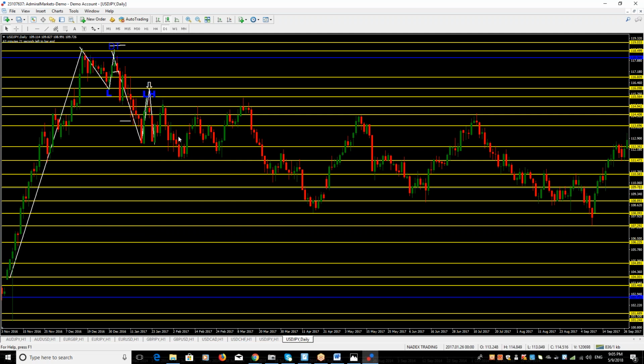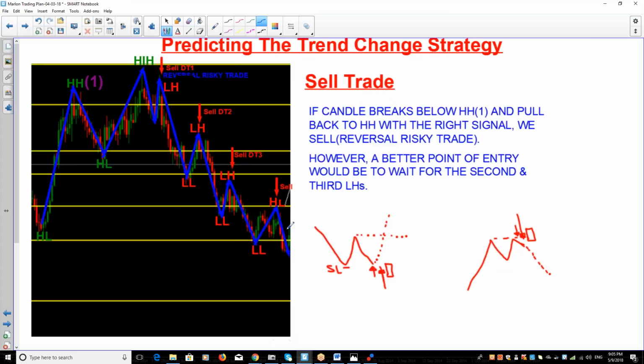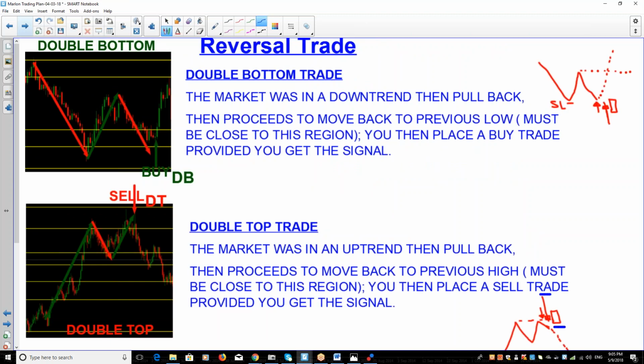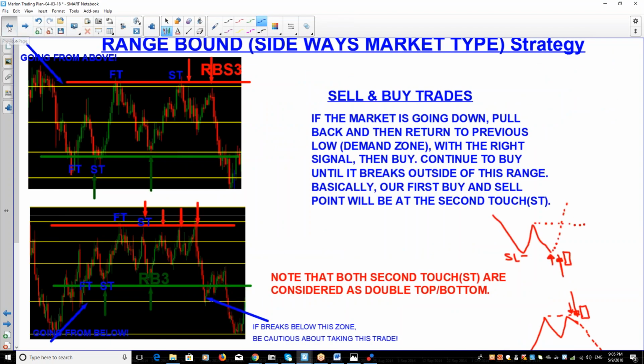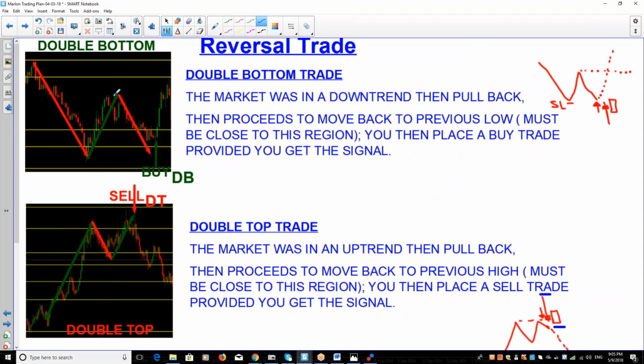Now the fact that this market pulls back to this zone, I could look to make a buy here because this is almost like it's made a double bottom. Okay, so this is what we're talking about. So here we've got the double bottom. Market breaks up, pulls back, but this low can't be too much lower than this one. So the market was in a downtrend, then pulled back, then proceeds to move to the previous low, but must close in this region. We can't then go and close down there, because that then wouldn't be qualified.